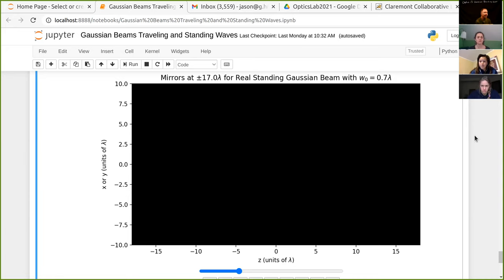The sum of the two waves, but it's the amplitude, not of an intensity that you would measure with a power meter, but it's the amplitude of the electric field. So at this instant in time, the electric field everywhere in space is zero.